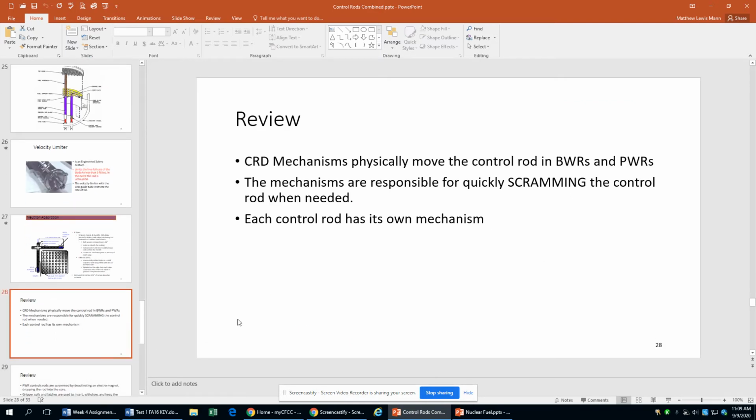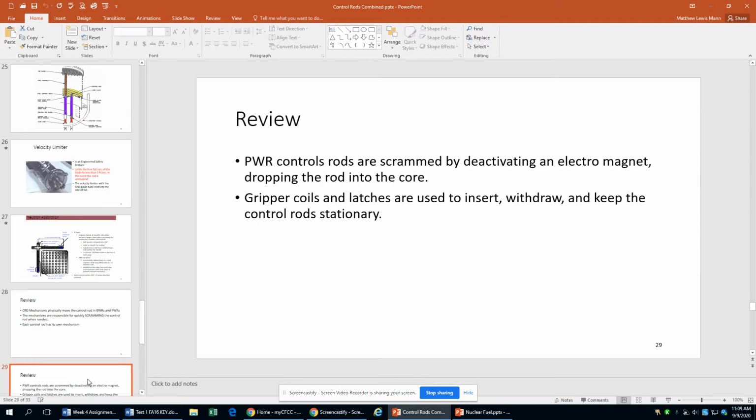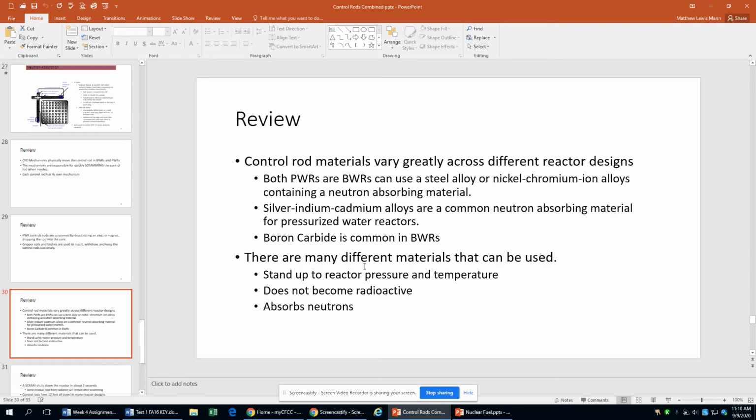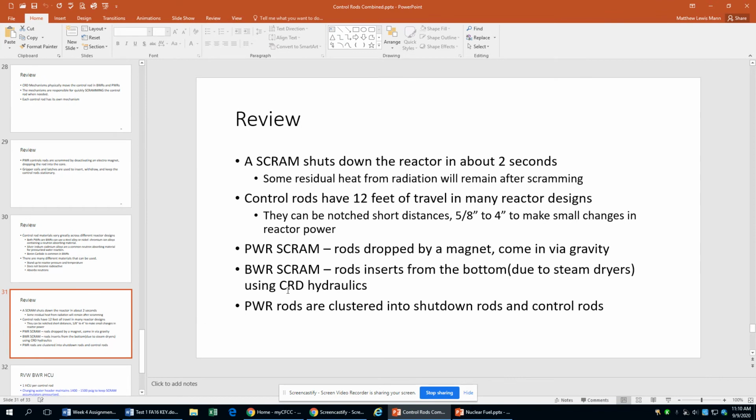So just reviewing, the CRD mechanisms are what's actually moving them around. They also can quickly scram them when needed, and every control rod has its own mechanism. PWR rods are scrammed by turning off a magnet, and there's grippers and latches in there that are used to insert and withdraw them and keep them stationary. Control rod materials are going to be different based on the type of reactor, and we talked a little bit about those materials. Zircaloy is the most common one in a boiling water reactor. And there's a lot of materials you could use, but you have to be worried about how they're going to stand up to reactor temperature, pressure, and radiation.